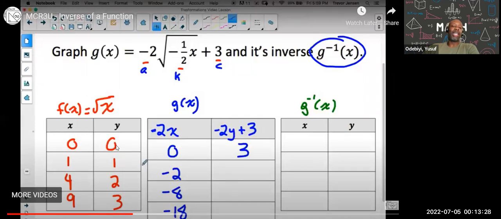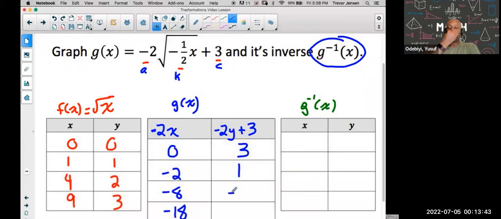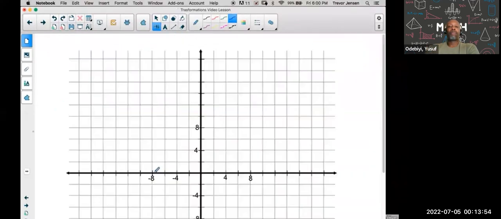So -2 times 0 is still 0, but add 3 is 3. -2 times 1 is -2, plus 3 makes it 1. 2 times -2 is -4, plus 3 is -1. 3 times -2 is -6, plus 3 is -3. There are the points for the function g of x. Let's graph g of x.